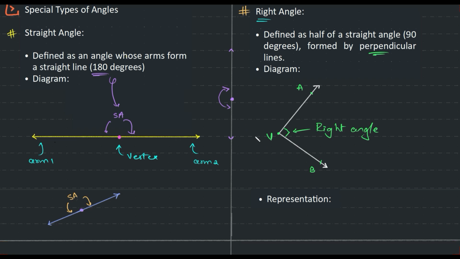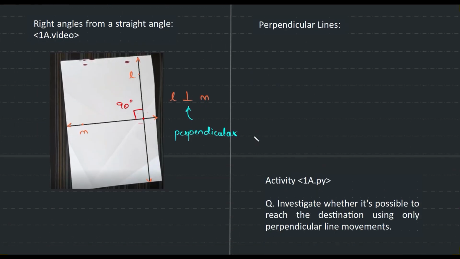Agree? Now, if I happen to get two lines crossing each other such that they subtend an angle of 90 degree, that is, they make an angle of 90 degree, those two lines are said to be perpendicular to each other. This is a word that we need to understand that will help us in the future.